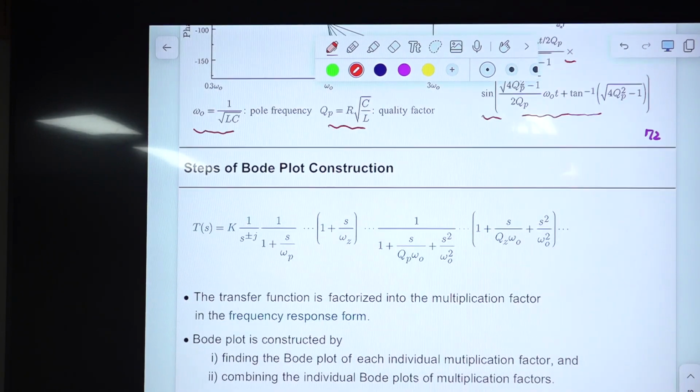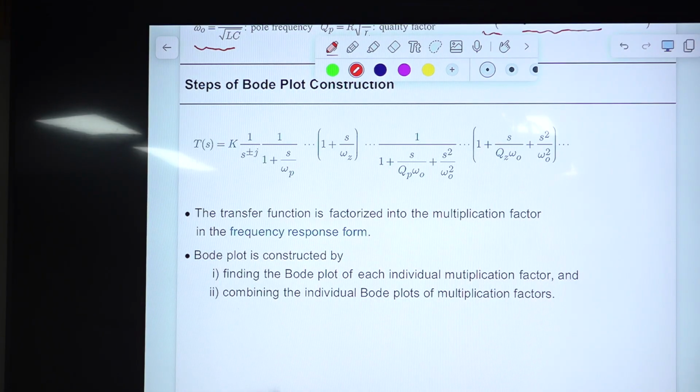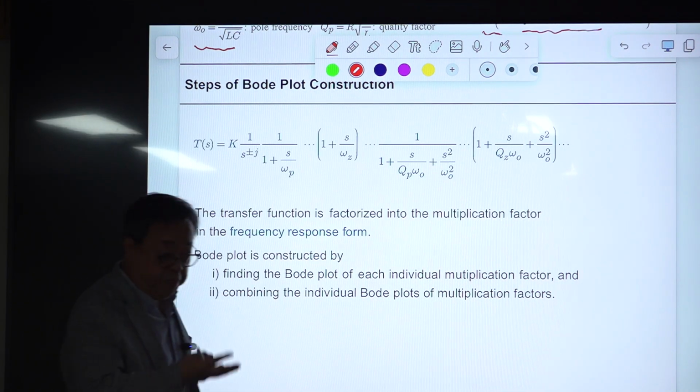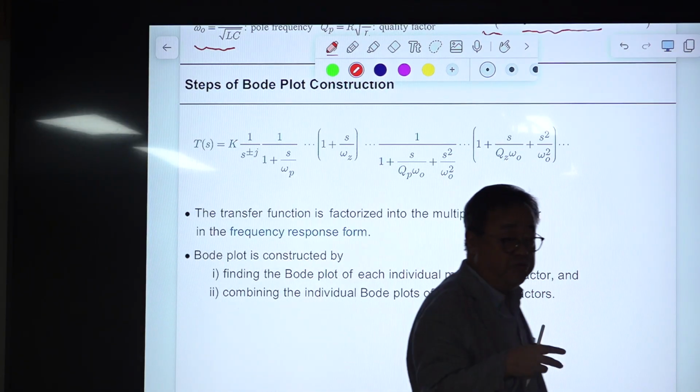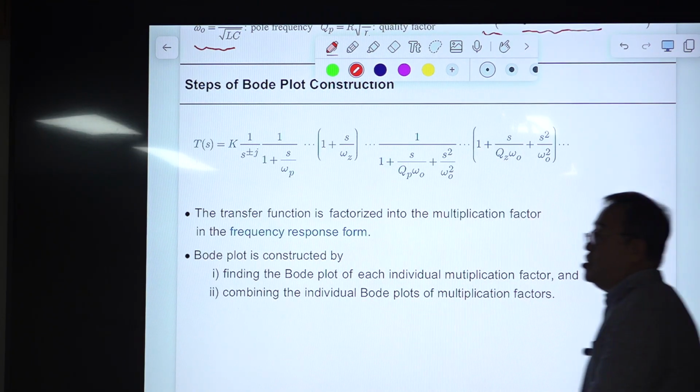In this part of the lecture, we'll learn the steps of Bode plot construction, but this is different from the previous one. In the previous one, we used the equation, the calculation of magnitude and phase of some complex variable quantity. We are not using that anymore.